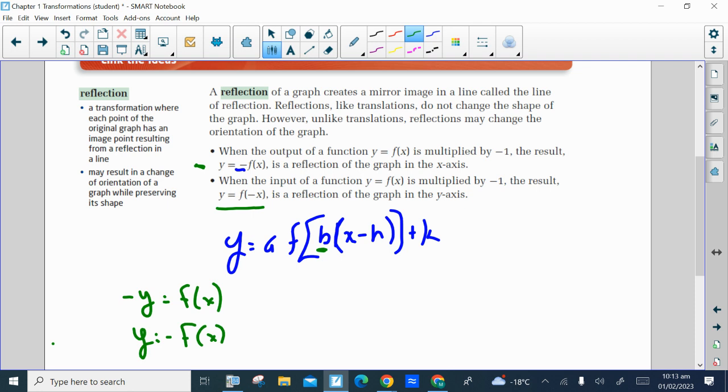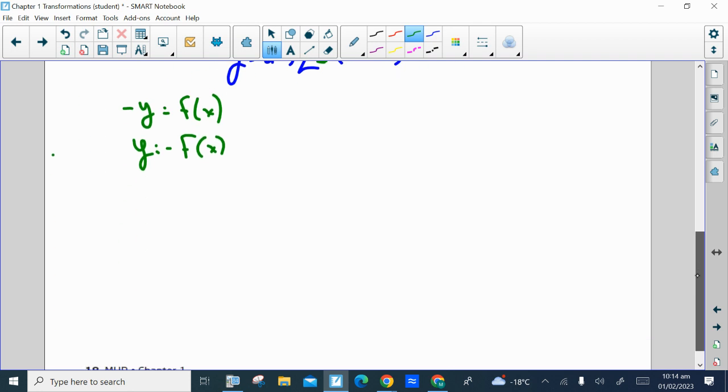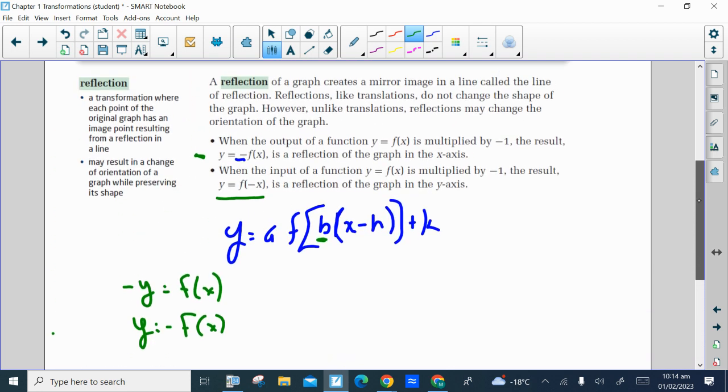Need to stay with us, okay? When b is negative, you get a reflection across or about the y-axis. Right? So that's how we reflect graphs. We reflect them over the x-axis. That will occur when a is negative. We reflect them over the y-axis. That occurs when b is negative.